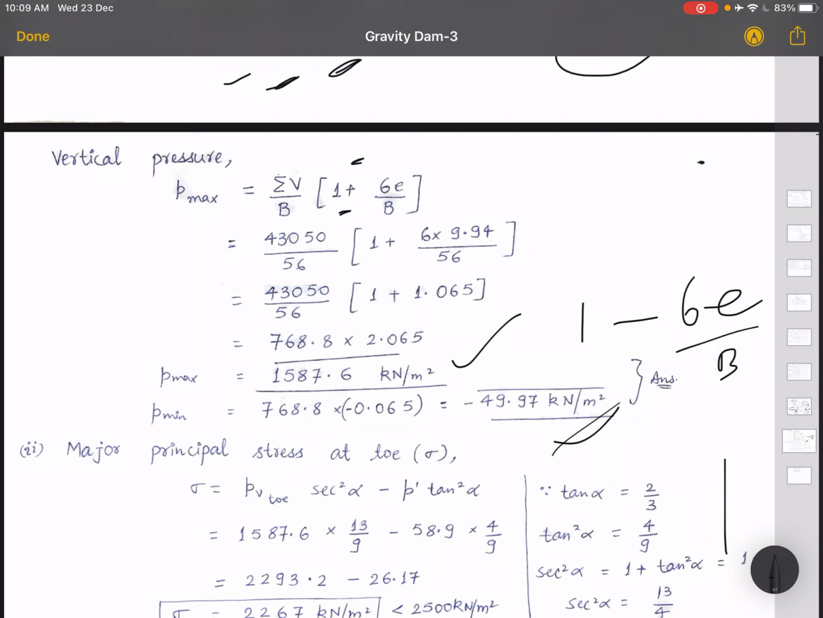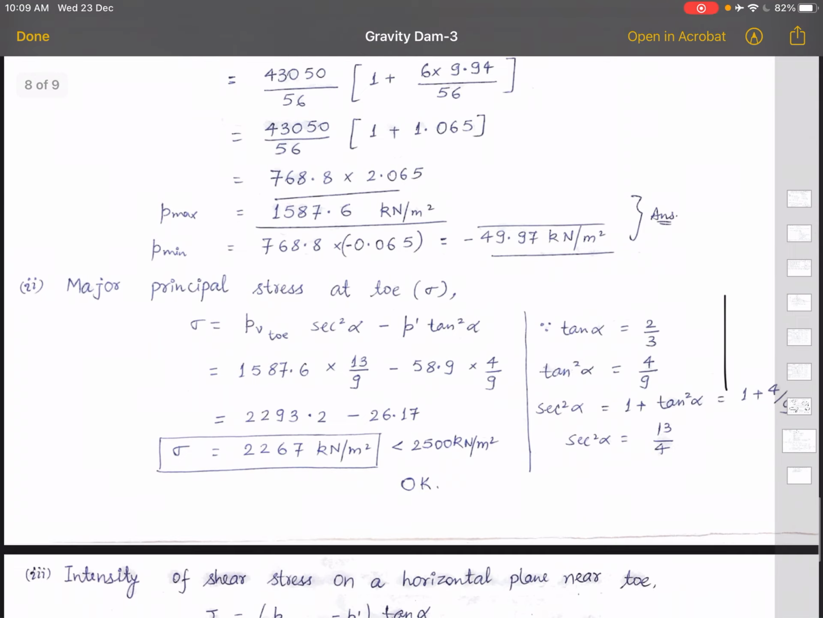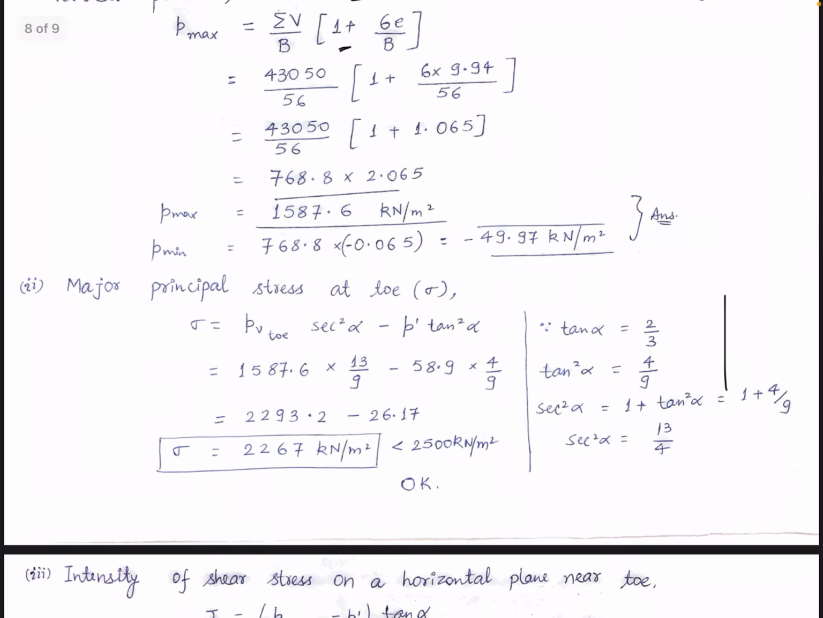Now the major principal stress. So this was the first part. Simply, the major principal stress is: P_v sec square alpha minus P dash tan square alpha. Tailwater is also there, so we have to take this also. Here tan alpha is 2 by 3. So directly calculate the value of tan alpha and sec alpha like I have taken here.